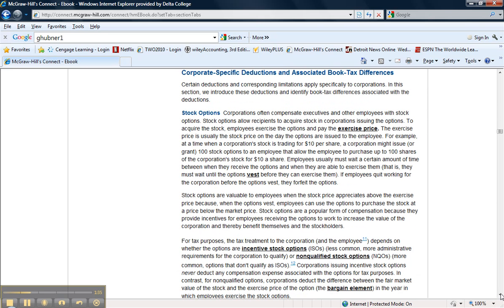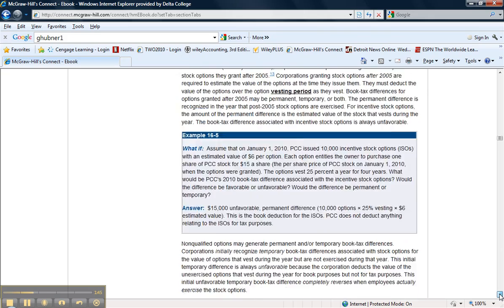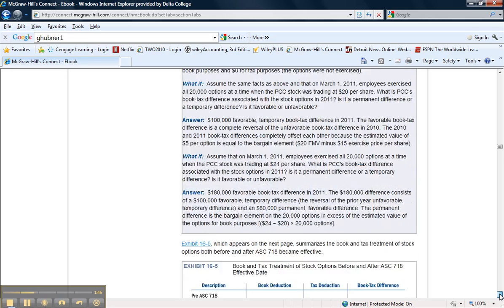Some corporation-specific deductions. Stock options are not something that's interesting reading if you'd like to read through that, but it's not something that I'm going to get into asking you questions about or testing you on. So that's a pretty big chunk.